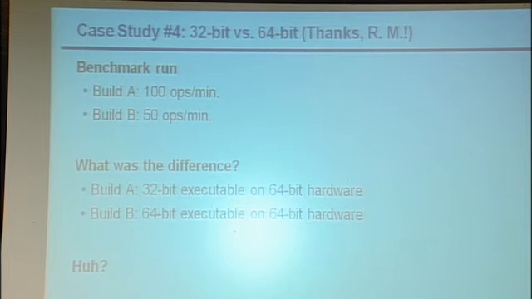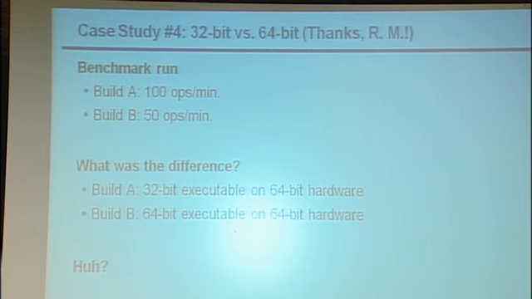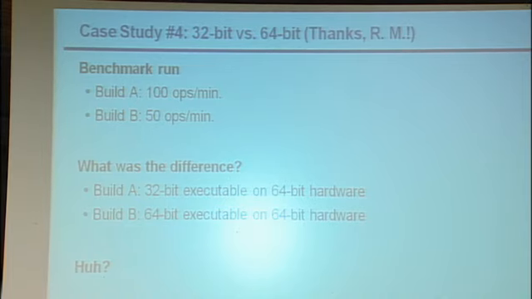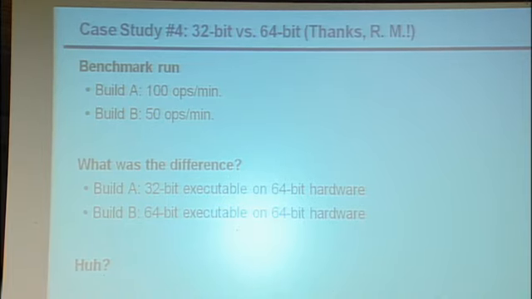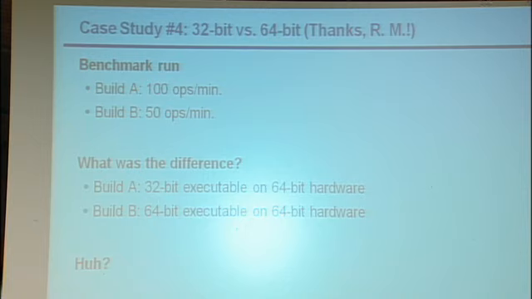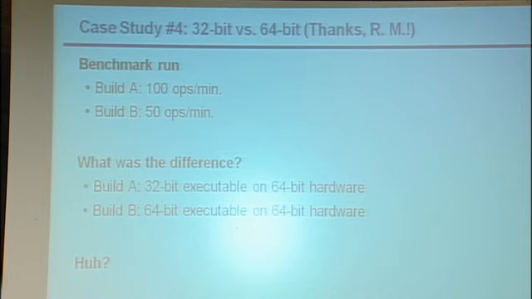Okay, so here's the deal. You've got a benchmark, and I've got 2 builds of a piece of software. When I run the benchmark against that software, in case A, I was getting a throughput of 100 operations per minute. In case B, I was getting half the throughput. What was the difference between those builds? The first build, the faster one, was a 32-bit executable running on 64-bit hardware, while the second was a 64-bit executable running on 64-bit hardware.